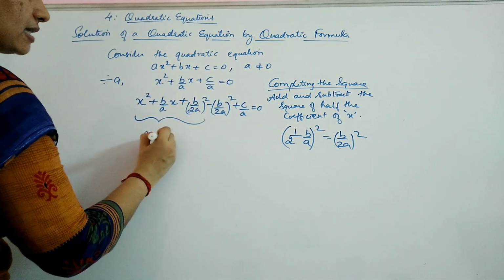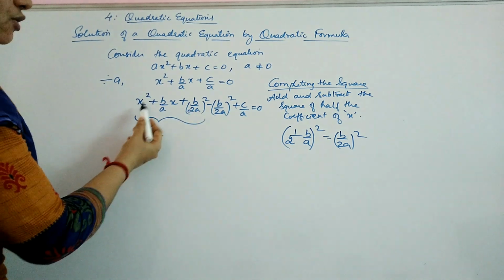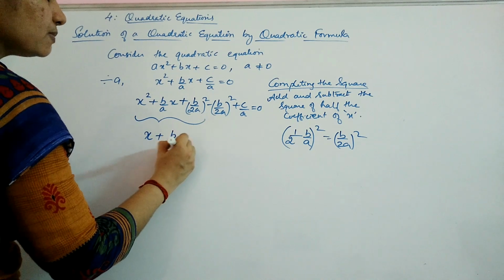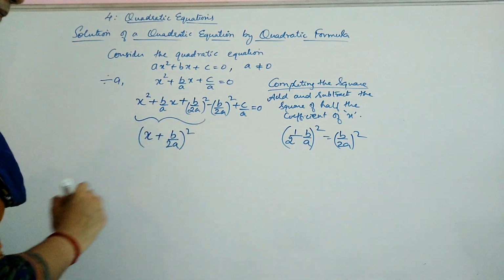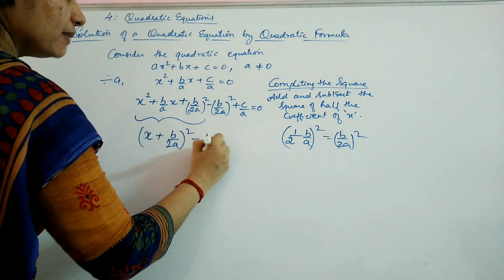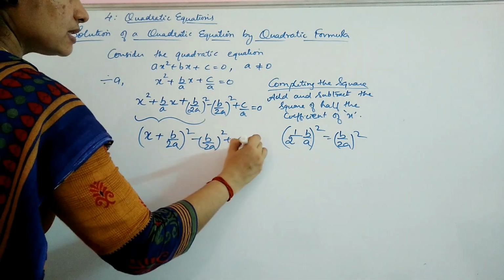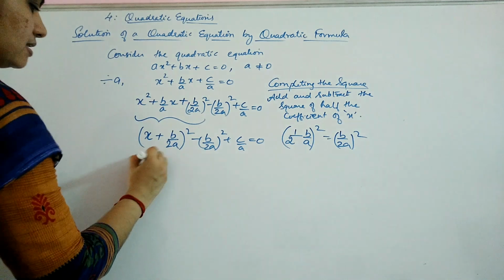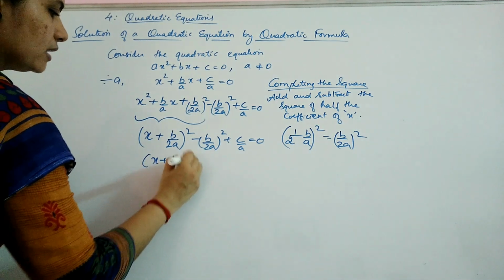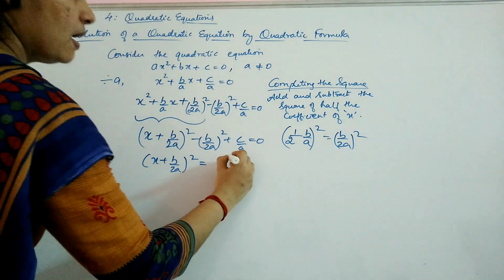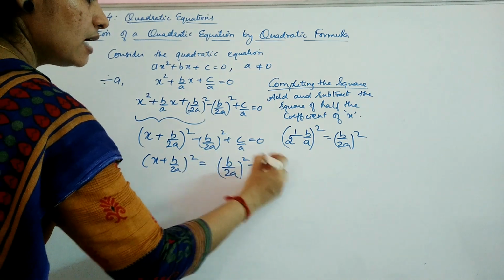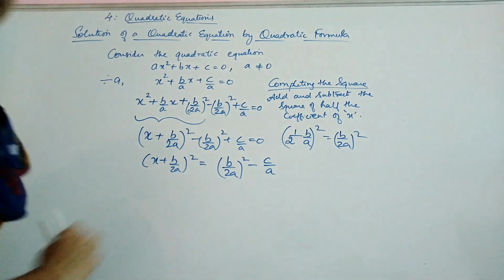So what you will get? x plus a plus b the whole square is a square plus 2ab plus b square. So it is x plus b by 2a the whole square, minus b by 2a the whole square, plus c by a is equal to 0. Now I am taking these two terms to the other side, that is x plus b by 2a the whole square is equal to b by 2a the whole square, this will become positive, and this will become negative, minus c by a.